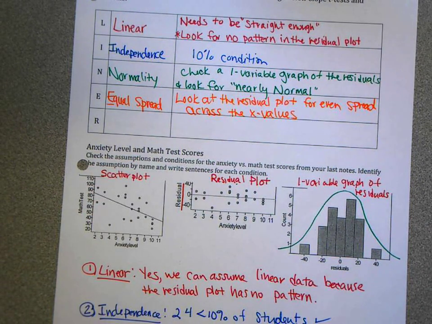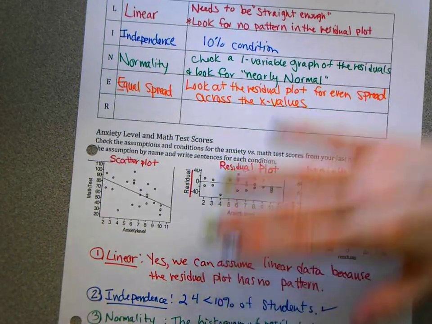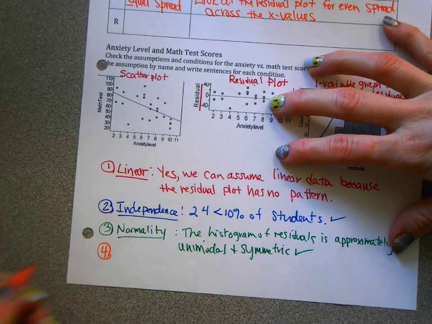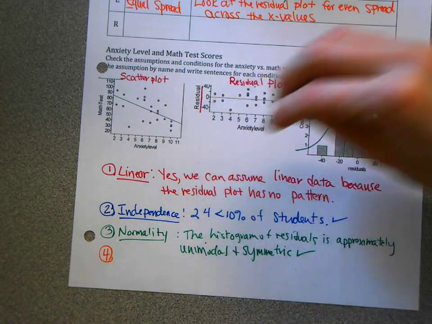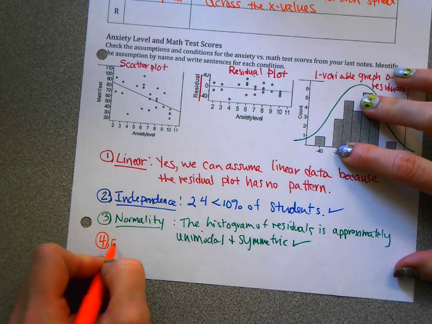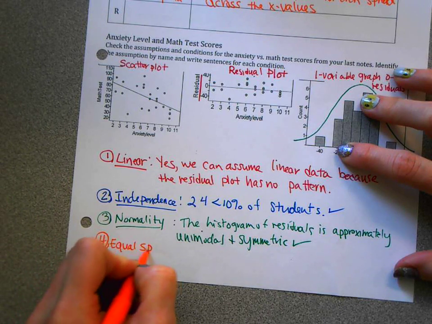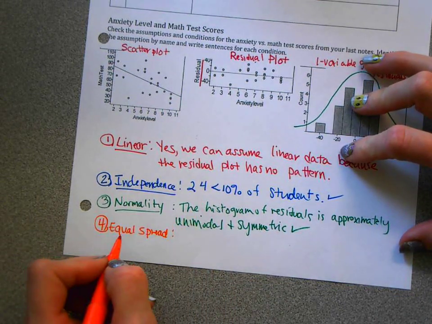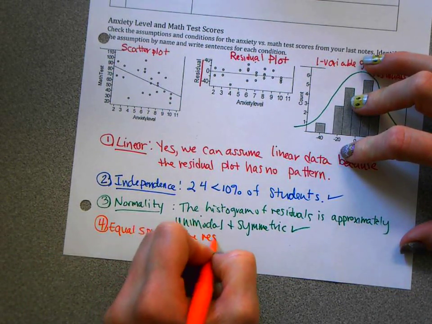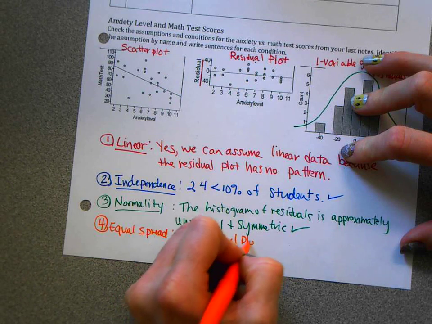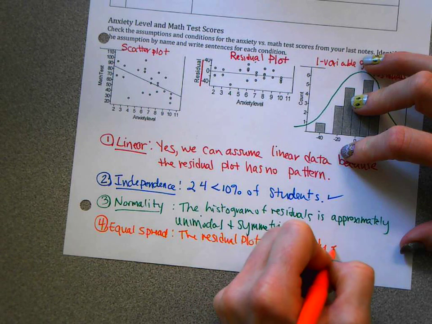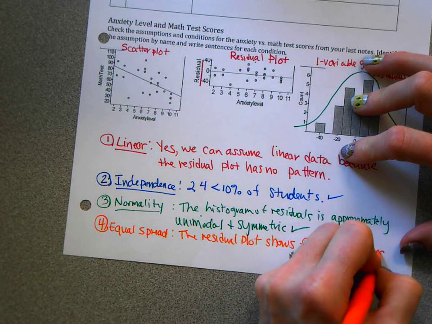All right, I think ours looks pretty good. I'll show you some examples in class where they won't look so good. They'll have this triangle-like shape. So you call it equal spread. And you'll just say the residual plot shows fairly even spread across the anxiety levels.